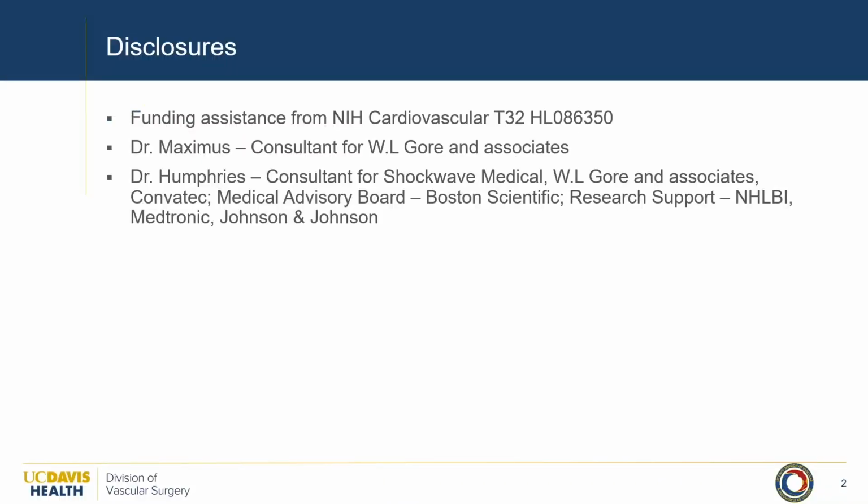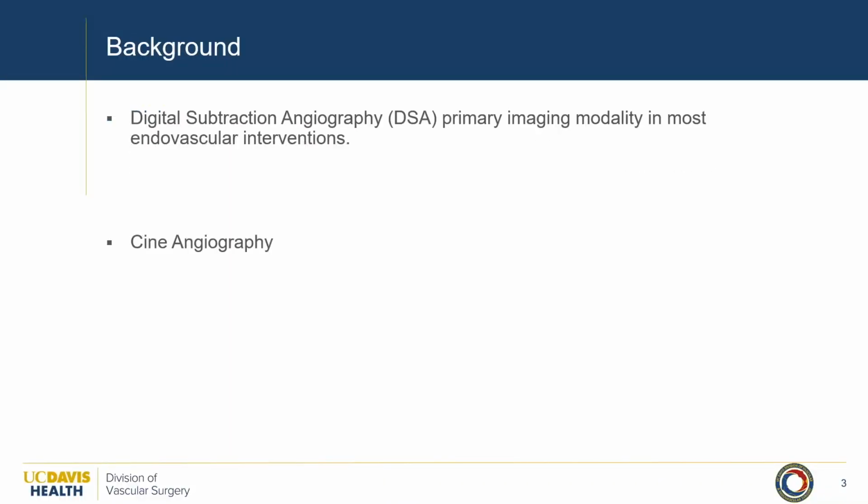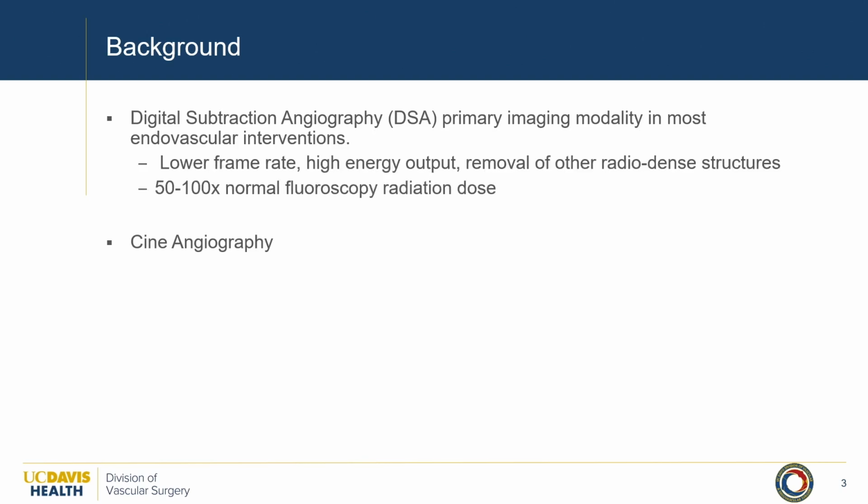These are our disclosures. Digital subtraction angiography, or DSA, is our primary imaging modality that we use in most endovascular procedures, both peripheral and aortic. It has the benefit of adjusting the energy output to remove other radiopaque structures, which provides the best visualization for vessels. Overall radiation dose during DSA runs is usually about 50 to 100 times the normal fluoroscopy radiation dose.